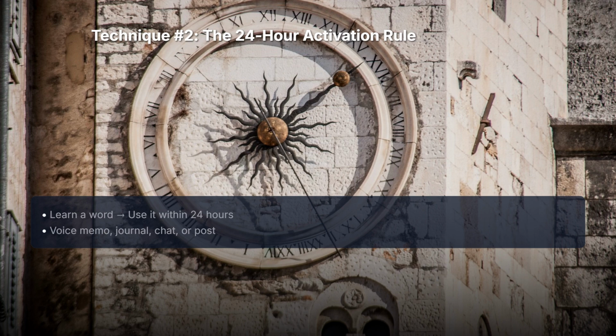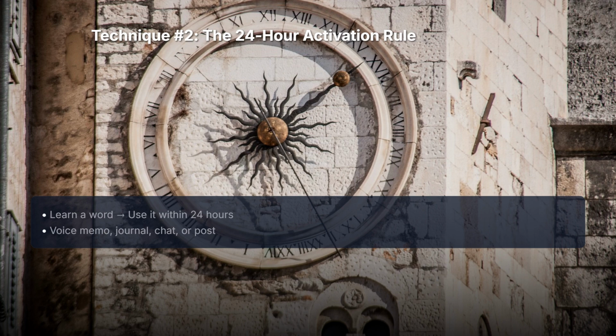The fix? Activate it fast. Within a day of learning it, force it into real output. Send a voice memo to yourself. Write a short journal entry. Use it in a chat. Even post it online. Record yourself saying, "It's counterintuitive, but working fewer hours actually made me more productive." Self-correct if needed. Ask a friend or AI for feedback. The science is clear. Immediate retrieval plus mild spacing creates the strongest long-term retention. Don't wait for the perfect moment.